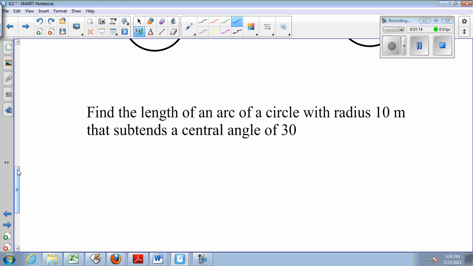Find the length of an arc of a circle with radius 10 meters that subtends a central angle of 30 degrees. So we're given an angle in degrees, so we need this in radians. We can compute this to be 30 degrees times pi over 180. This goes to pi over 6, which we actually computed before.